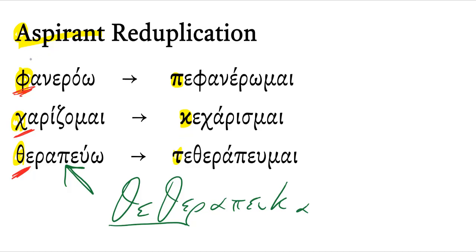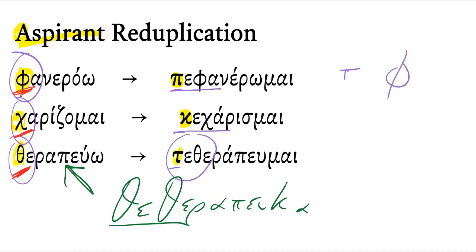So if it was a phi, they would use a pi. So pepha, right? If it was a chi, they'd use a kappa. Keka. If it was a theta, they'd use a tau. Tetha, right? So the point is, if a verb begins with a phi, expect it to reduplicate with a pi. You're going to be just reading this. Don't misunderstand. That's reduplication. You're not going to be composing this.